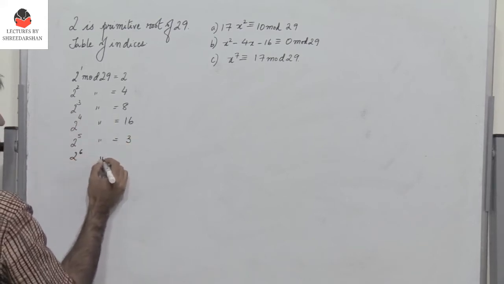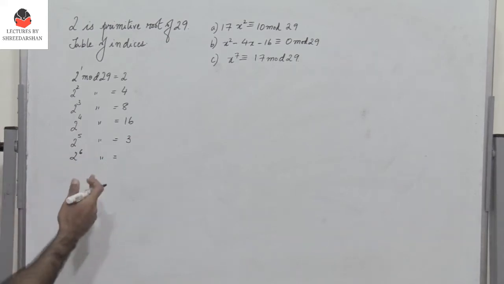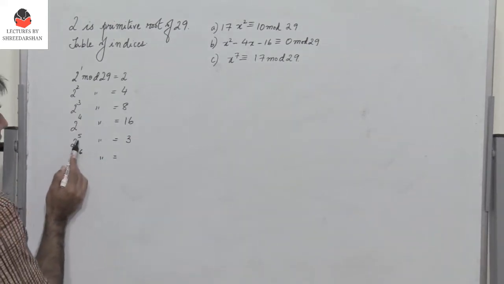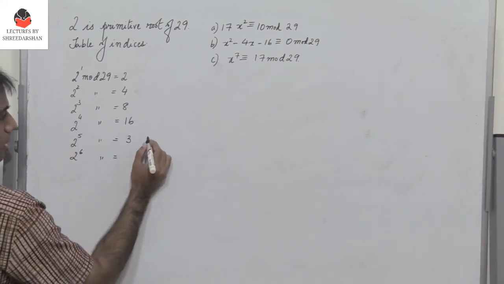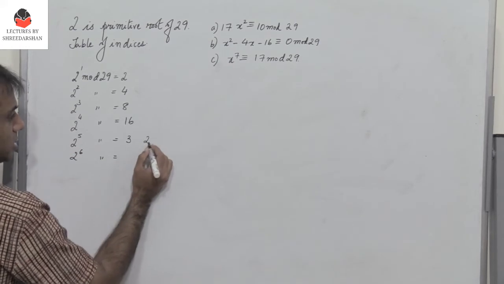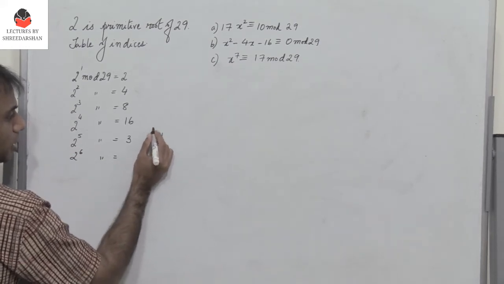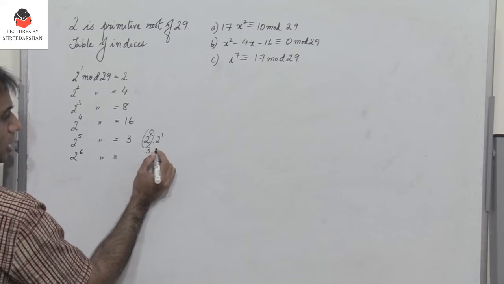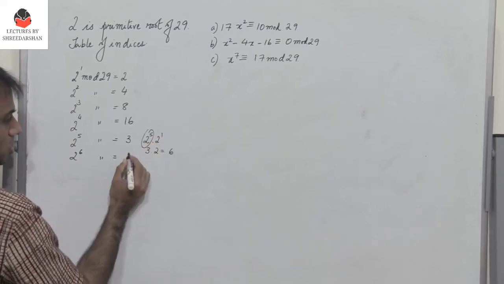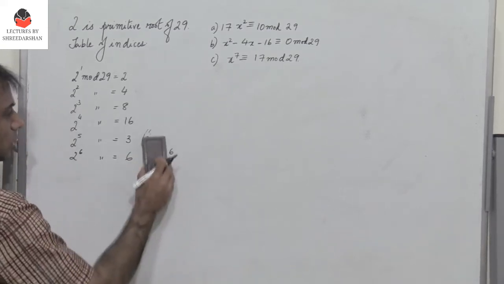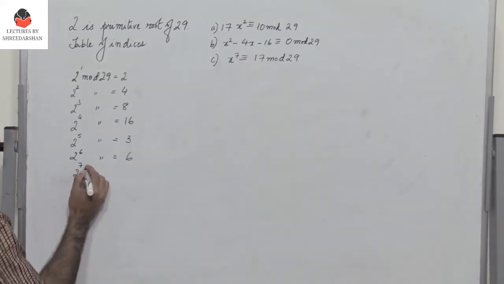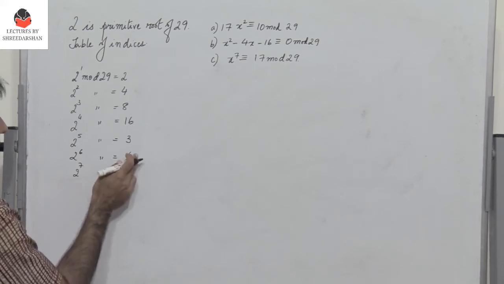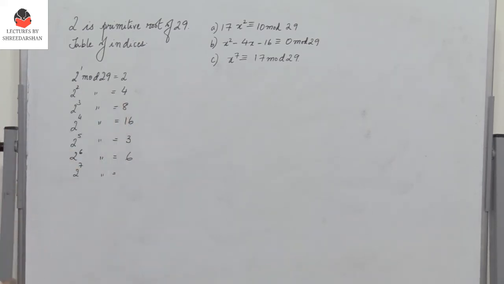2 power 6 in mod 29. Instead of doing 2 power 6 directly, 2 power 6 is nothing but 2 power 5 into 2 power 1. But what is 2 power 5? It is 3, and 3 into 2 gives me 6. So I get 6 here. This is how we proceed, so that it becomes much easier. 2 power 7, multiply the previous value by 2, and if it is greater than 29, just subtract 29, and you will get the result.